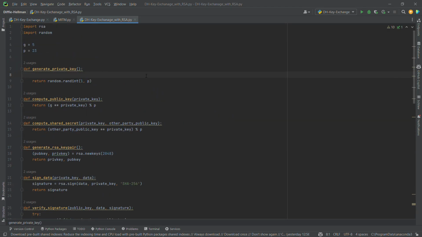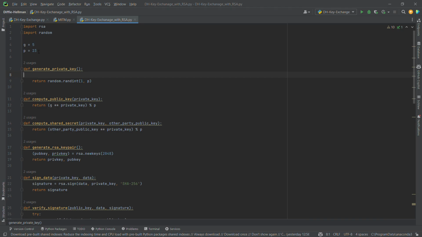And there's one possible way to prevent, or a way to make this type of attack difficult, using a digital signature. And in my example, I used the RSA signing function. So this part is the same.